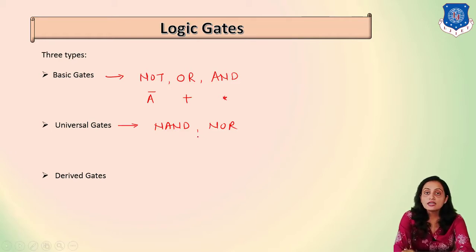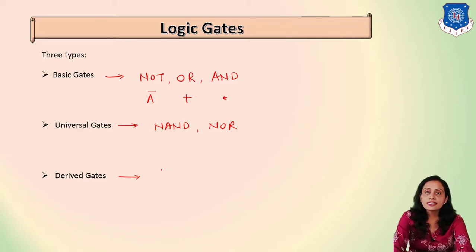NAND and NOR are said to be the universal gates because we can develop any logic using only the NAND operation or NAND gate, or any logic using the NOR operation or NOR gate, and that is why it is called the universal gate. So any logic operation can be designed using just only NAND or just only NOR.